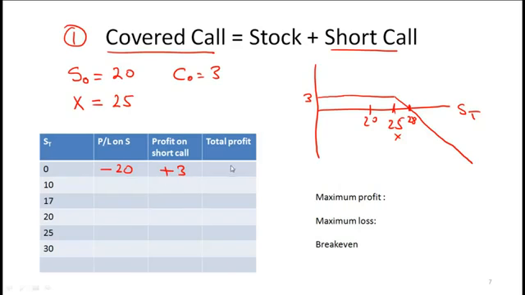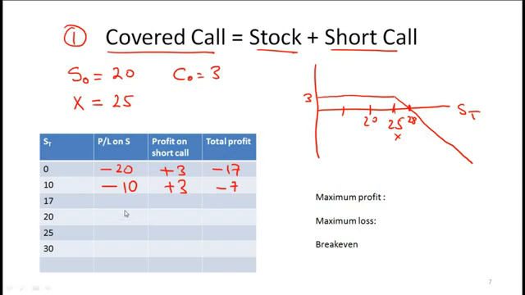So what is our total profit for this portfolio, which is the combination of the stock and the short call? We have minus 17. So it's actually a loss. What if the stock price is 10? From 20 we go down to 10. So the loss on the stock is 10. The profit on the short call is still plus 3, because at 10 our call option is still out of the money. So as a short call, you simply made your money on the premium. So our total profit, we still have a loss here of 7.